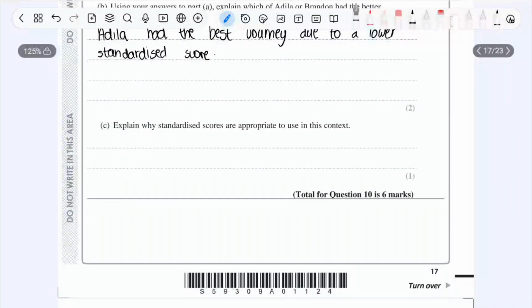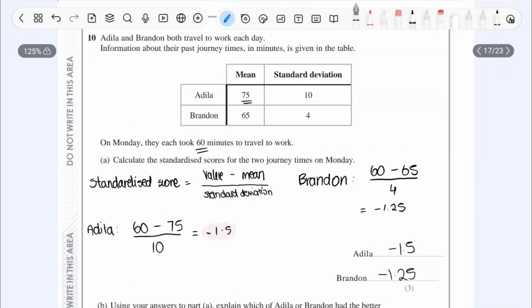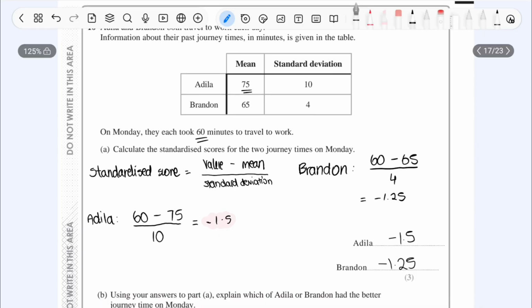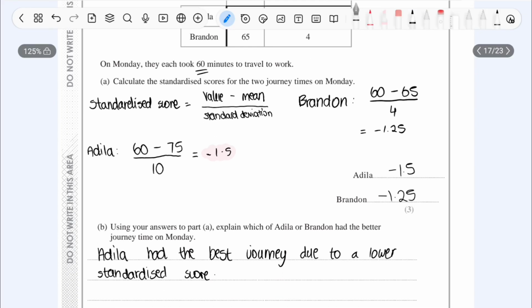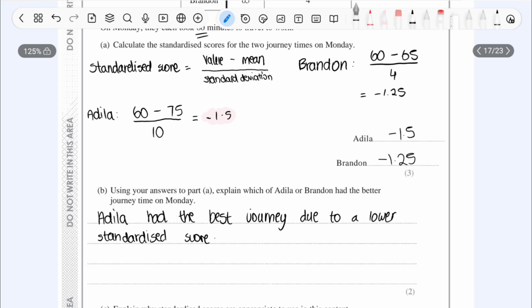Part C. Explain why standardized scores are appropriate to use in this context. Well, the formula basically shows the values, the mean and the standard deviations, so all three components are satisfied there. But the main key component is that we can see that the means and the standard deviations are different. This tells us the distribution of the data, if we were to sketch it on a relevant diagram, would be different shapes. Now when I say the phrase, I need to hold you to a standard, that instantly should make you think about consistency.